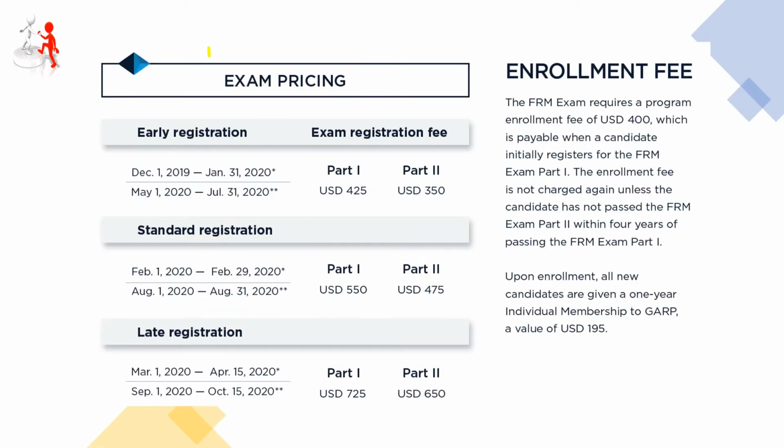Moving on to exam pricing. If you do an early registration, these are the exam registration fees in dollars: 425 for part 1 and 350 for part 2. But if you do standard registration, the registration fee for part 1 will be $550 and part 2 will be $475. And if you do late registration, the fee for part 1 and part 2 will be $725 and $650 accordingly. And there is an enrollment fee which amounts to $400.